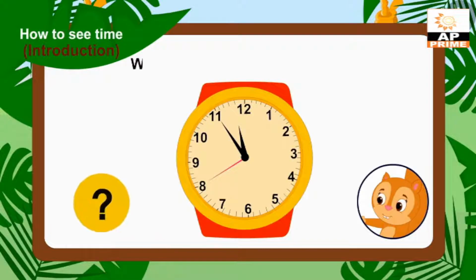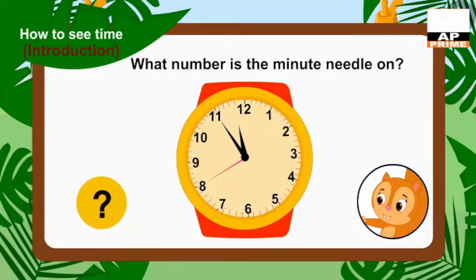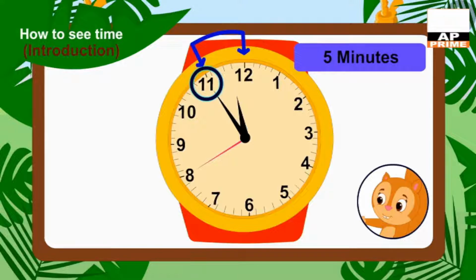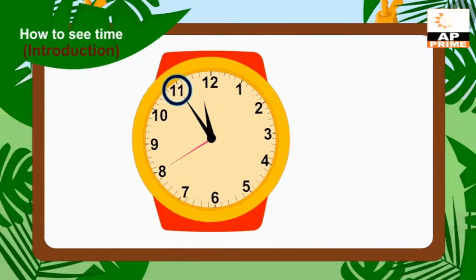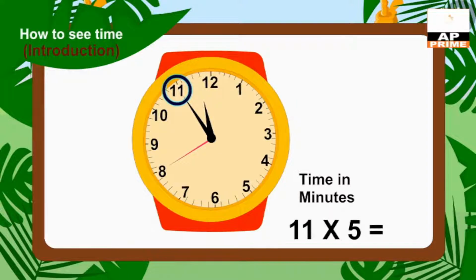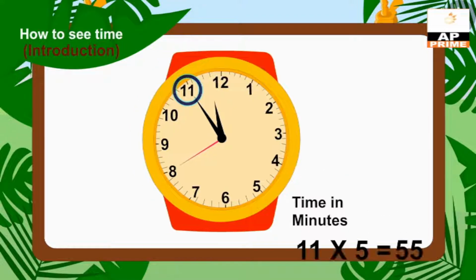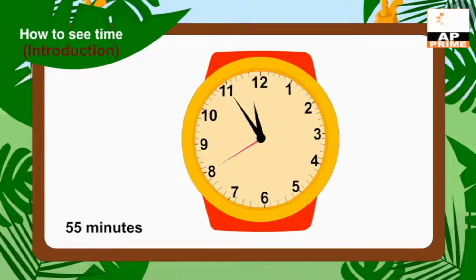Can you tell what number the minute needle is on? On number 11. And we know that there is a distance of 5 minutes between every two numbers. So, to count the time in minutes, we have to multiply 11 by 5. So children, what is 11 times 5? 55. In this way, the minute needle is at 55 minutes in Chanda's watch.